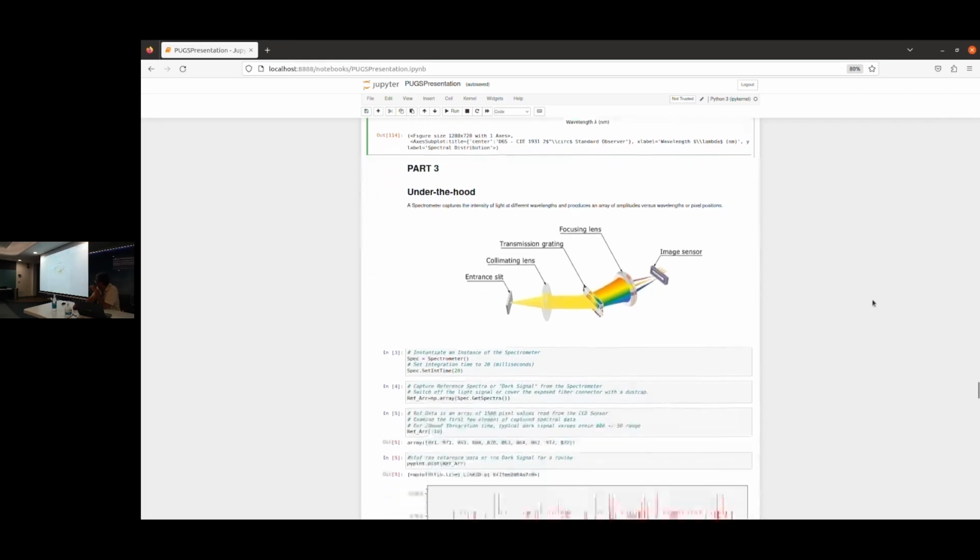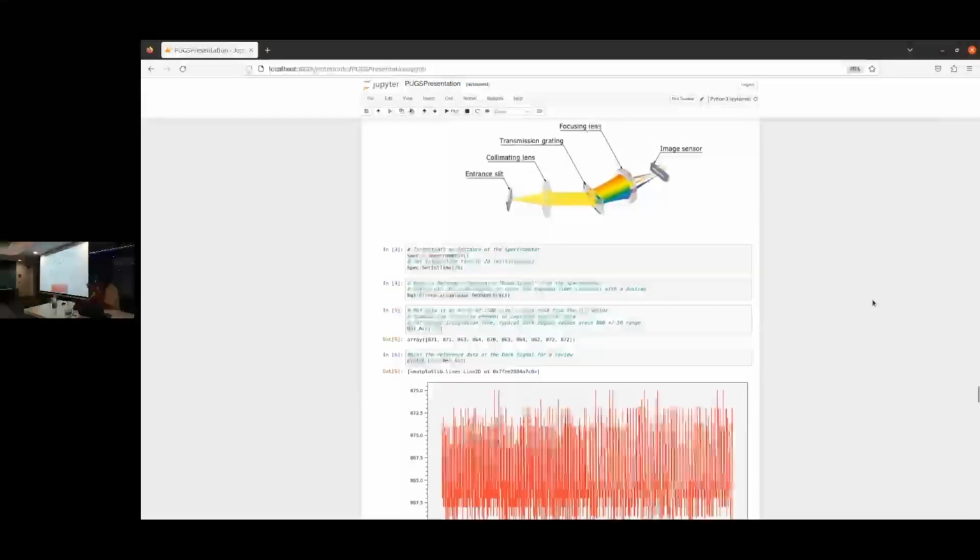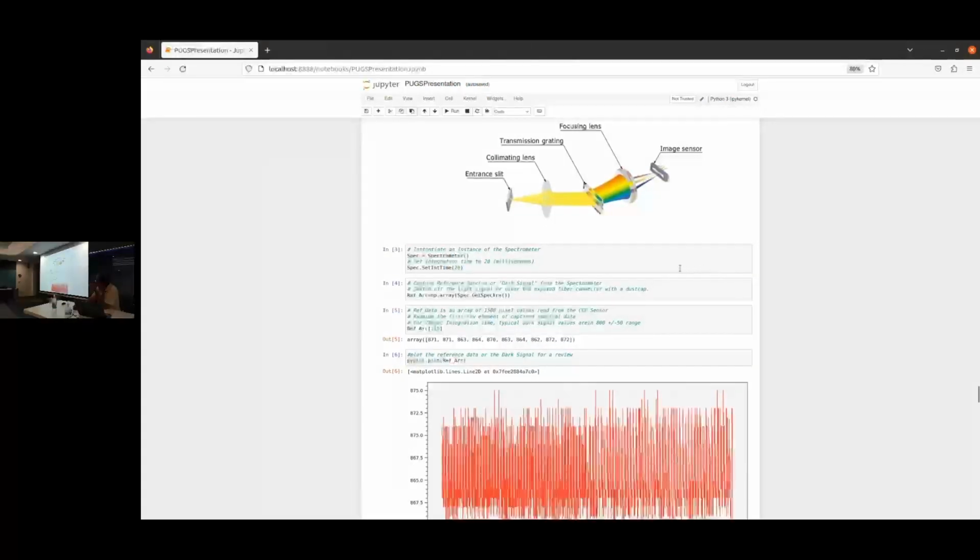For this particular device, it directly plugs into your USB port, and it gives you a class object that you can instantiate and then start capturing the signals. So this is roughly how the raw data looks, and some of the processing that's done on the raw data before you get your XY, the wavelength and amplitude array.